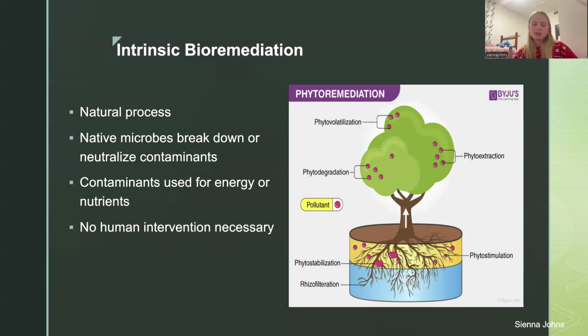or nutrient sources. The difference between intrinsic and microbial bioremediation is that intrinsic bioremediation happens naturally, while microbial bioremediation requires people to introduce the microbe into the environment. An example of intrinsic bioremediation is phytoremediation.